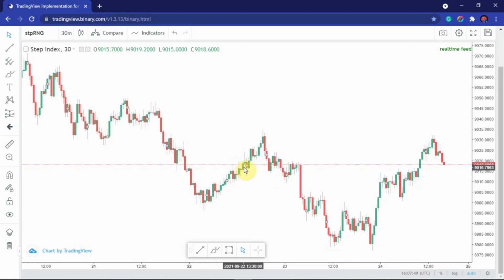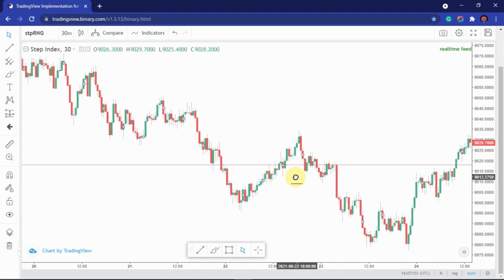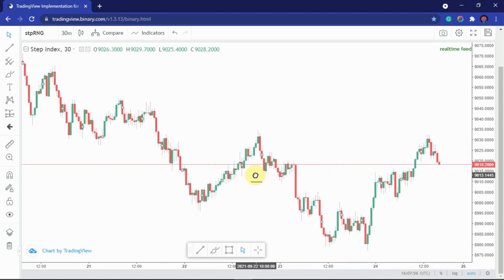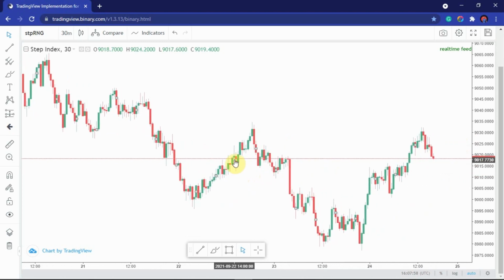So we're going to be learning how to analyze Step Index. This knowledge is applicable to all the other indices. It is not limited to Step Index.